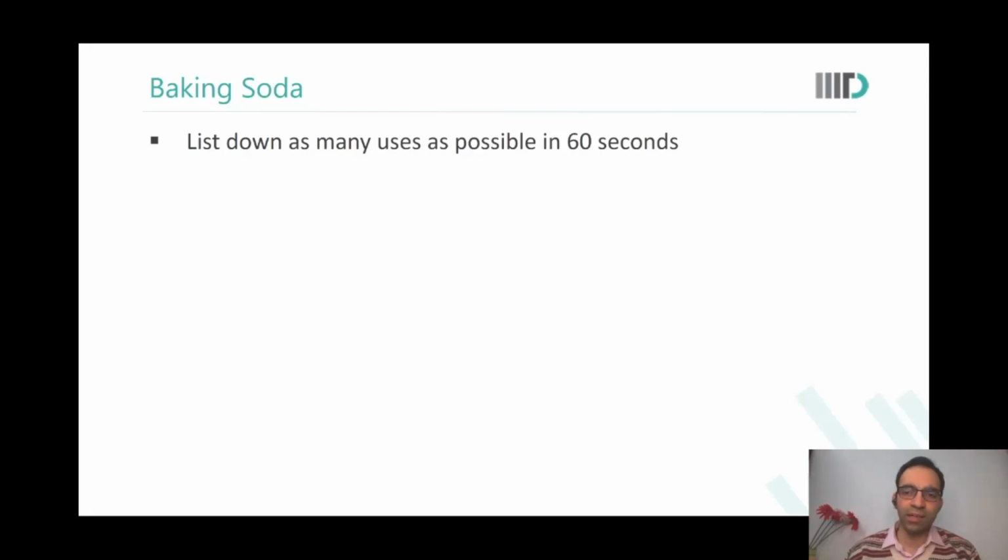Another 30 seconds. List down as many uses of baking soda as possible. Add to your list. Don't repeat the same things that you already have, but you can add things which others have just mentioned, and you can build more over them. Okay, 30 seconds. Time starts now. As many uses of baking soda as possible.